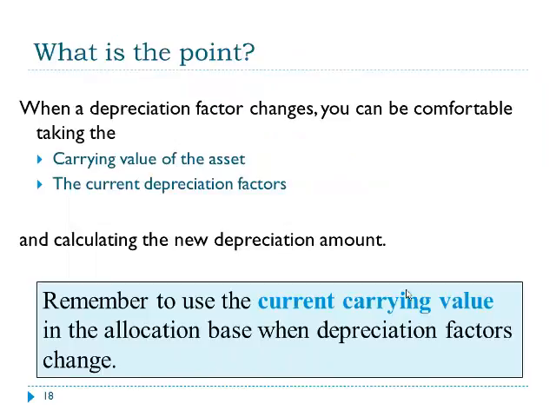When a depreciation factor changes, you can be comfortable taking the current carrying value of the asset, which is the acquisition cost less all of the accumulated depreciation taken so far, and whatever those current estimates are, and calculate a new depreciation amount. Remember to always use the current carrying value in the allocation base when depreciation factors change.